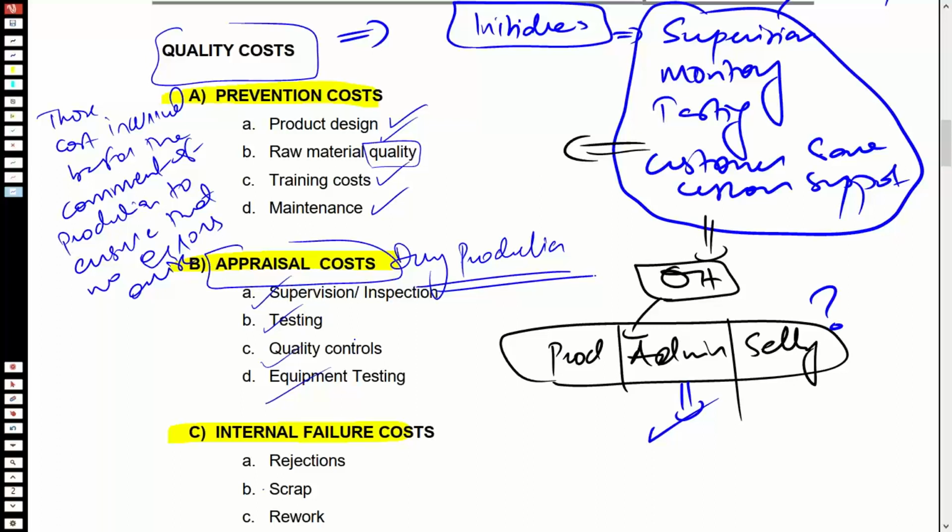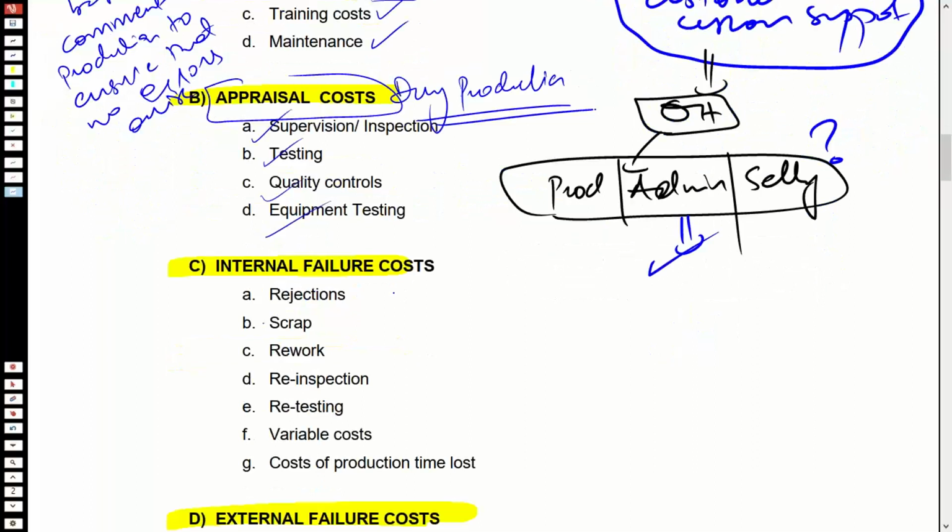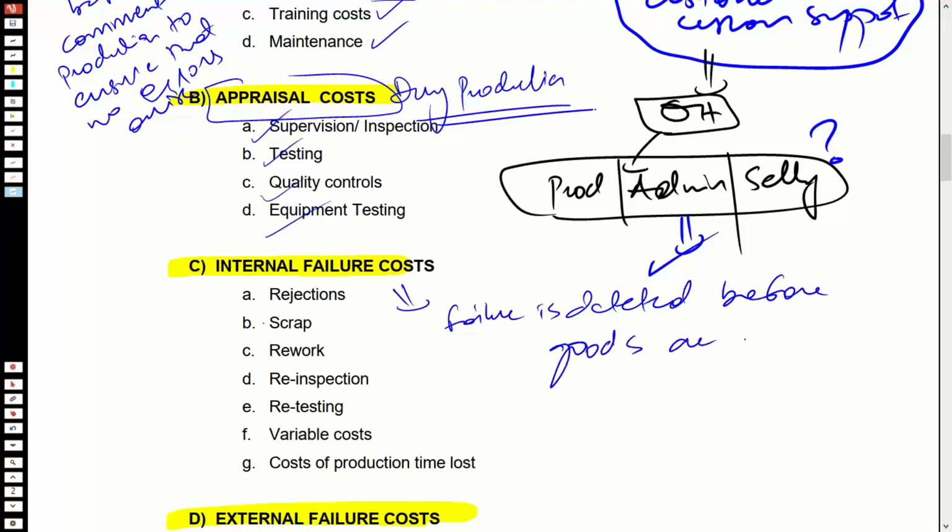Now, the third one of them is considered to be the internal failure cost. That is basically when the failure is detected before goods are delivered to the customer. So in case there is any failure which is detected before the goods are delivered to the customer, that is going to be considered as your internal failure cost.